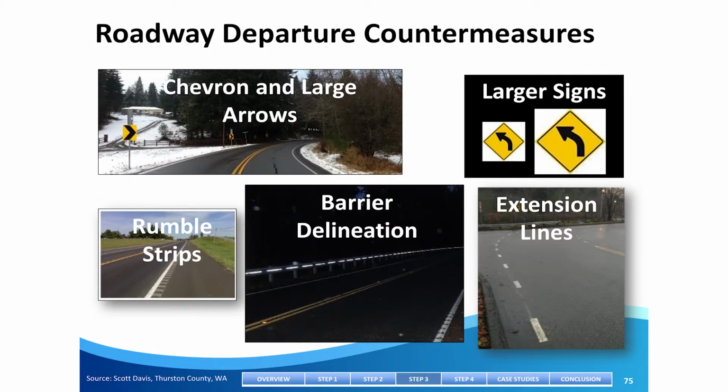The next few slides I'll just go through quickly. If anybody has any comments or experiences they want to share related to these, please do. But note the commonality. They're all very or relatively low cost. So when we're thinking about roadway departure countermeasures, putting chevrons on curves, maybe installing larger or brighter signs, delineating barriers, extending the edge lines through curves, all very low cost.